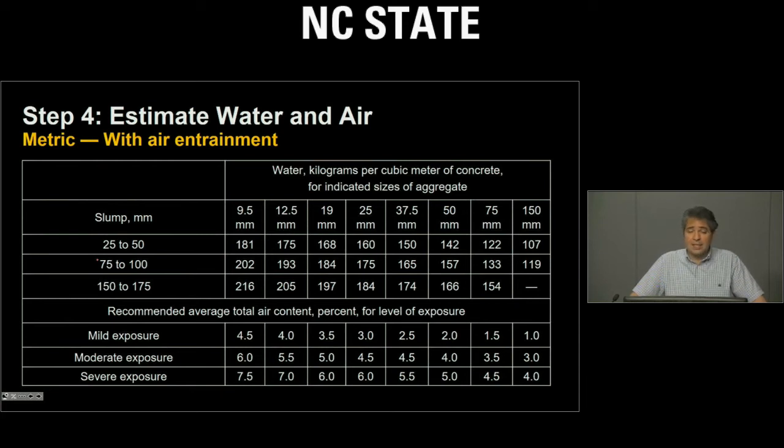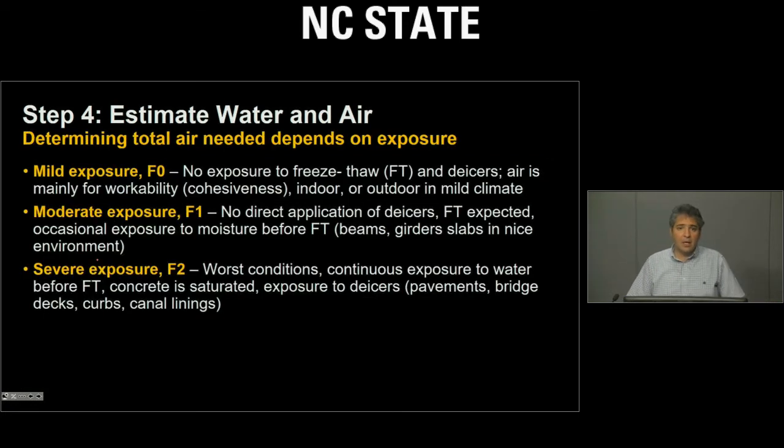This is exactly the same table as I showed in the previous slide. This is only in metric units. All the information is provided in millimeters. Now, here are the exposure conditions. We have 3 different exposure conditions. They are called mild exposure, moderate exposure, and severe exposure, and sometimes they are referred to as F0, F1, and F2 to identify these.